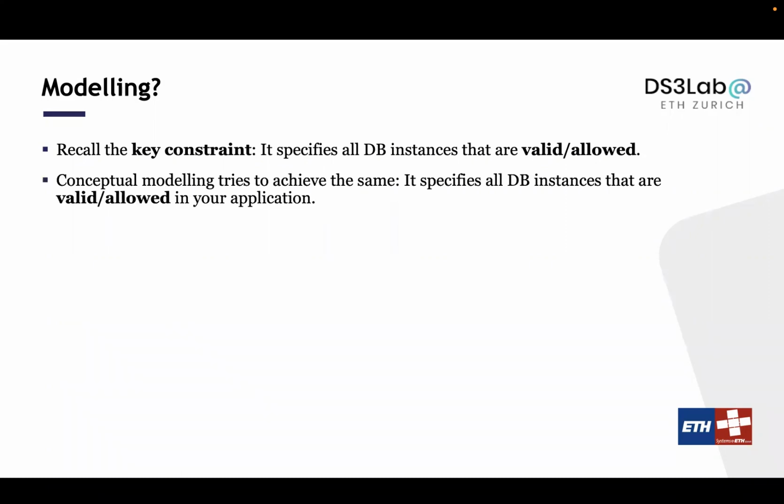So conceptual modeling tries to do something very similar. As we are going to see, it specifies all the database instances that are valid or allowed inside your application. So when we talk about modeling, we are trying to introduce those types of constraints to make sure we know what data is possible or allowed inside this application. You will see this point really soon when we talk about something called cardinality.